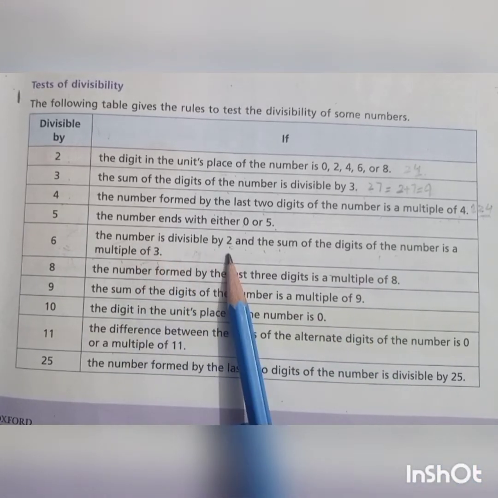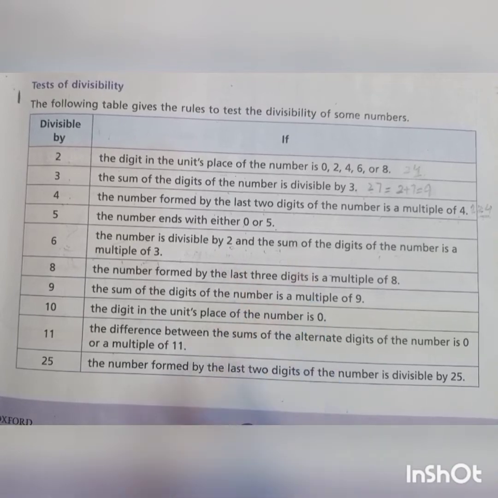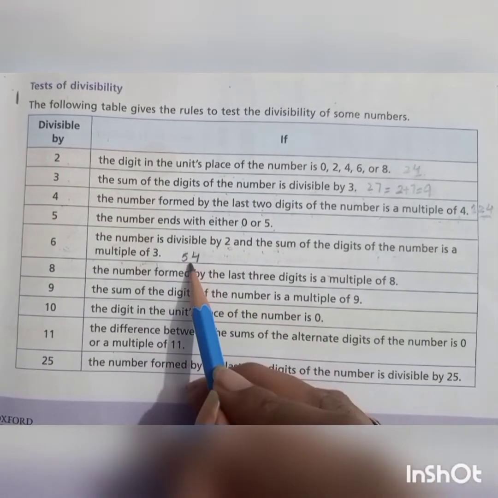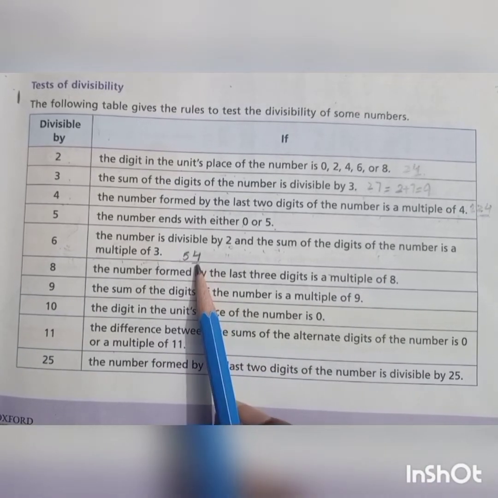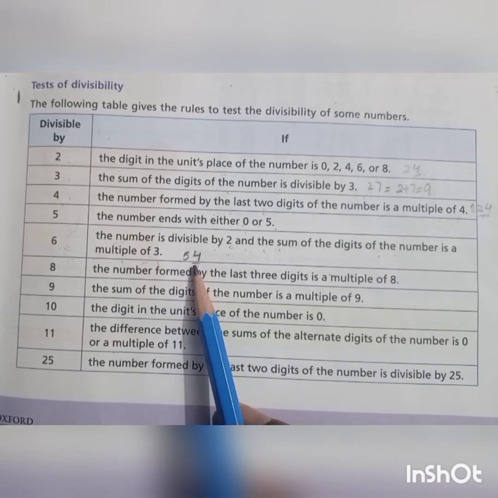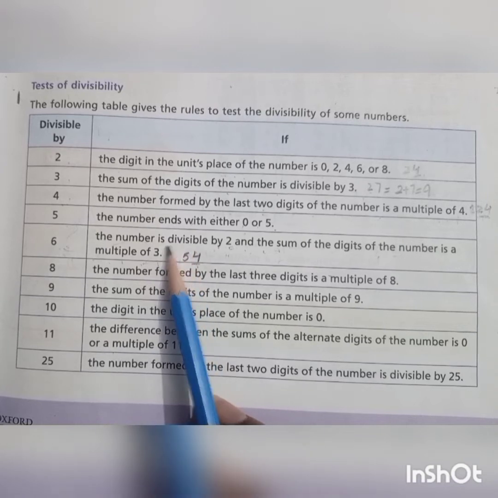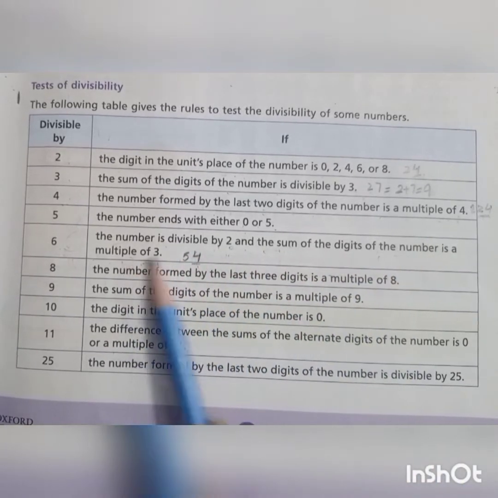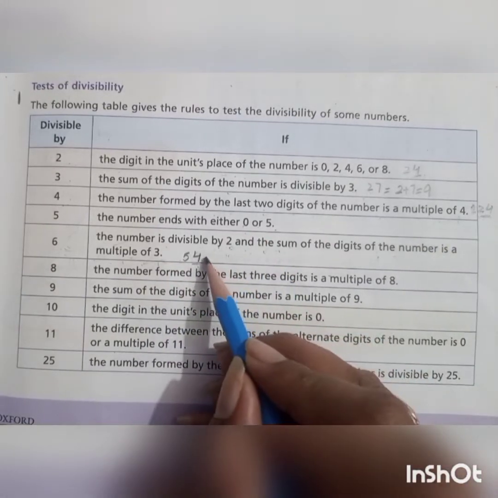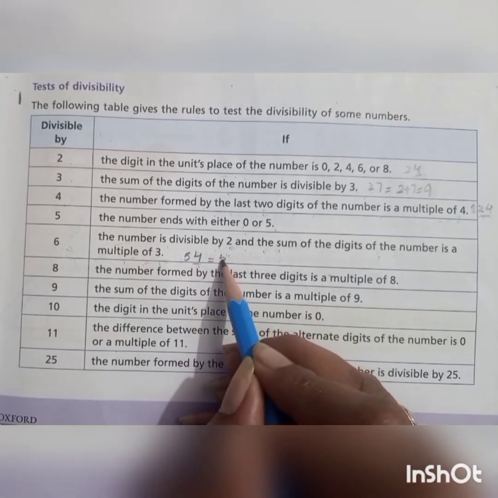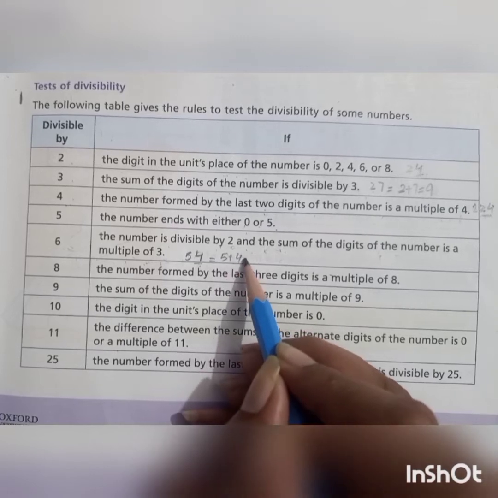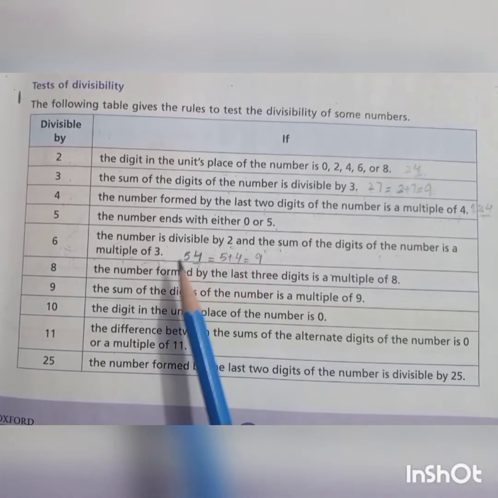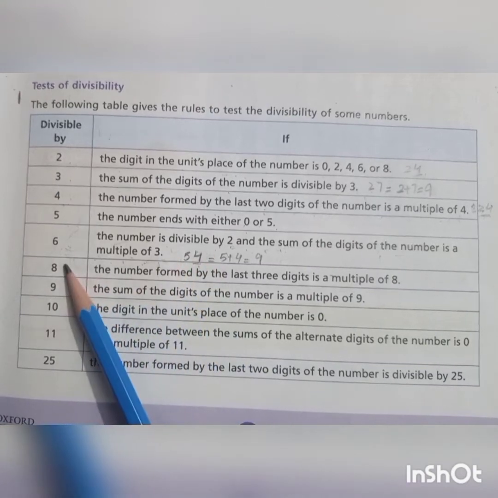It means that the first condition is that the number is divisible by 2. Let's take the example of the number 54. We can see that in the unit place the digit is 4, which shows that the number is a multiple of 2 and also divisible by 2. And the second condition is that the sum of the digits of the number is a multiple of 3. Let's say 5 plus 4 is equal to 9. Yes, 9 is a multiple of 3. So it means that this number is divisible by 6.